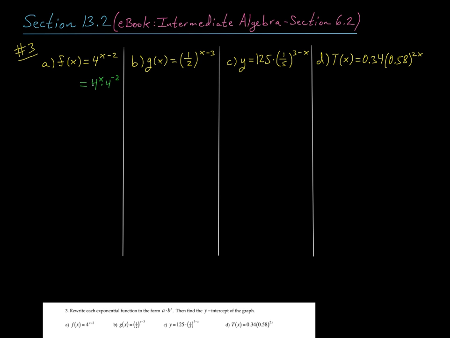Okay, so now what I'm going to look at is what's 4 to the negative second power. Well, this is saying take a reciprocal of 4, so that'd be 1/4, and then square that. So that would be 1/16. So putting that 1/16 out in front, this is really 1/16 times 4 to the x.